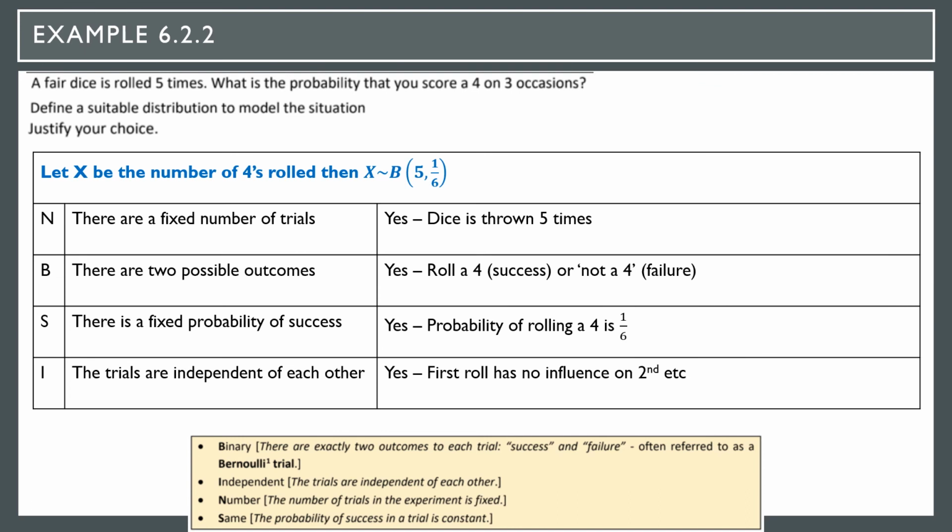So whenever you're justifying a random variable and modelling it by a distribution, we just need to make sure, if we are looking at the binomial distribution, that we can justify that all 4 of these conditions hold.